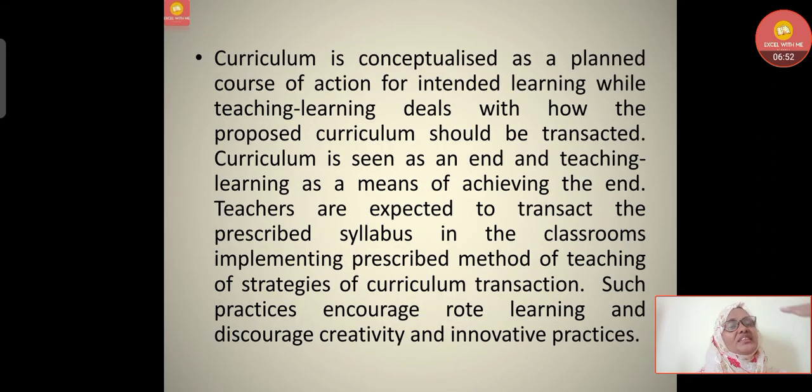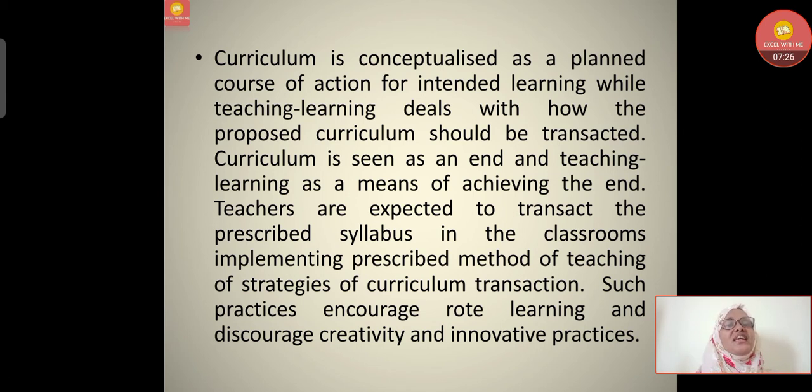That was the monotonous lecture cum demonstration method that used to be there. But now curriculum is conceptualized as a planned course of action for intended learning, while teaching learning deals with how the proposed curriculum should be transacted. So at present they are planning the course of action, whatever concepts are given, and they deal with how this curriculum should be transacted, what kind of curriculum should be there.